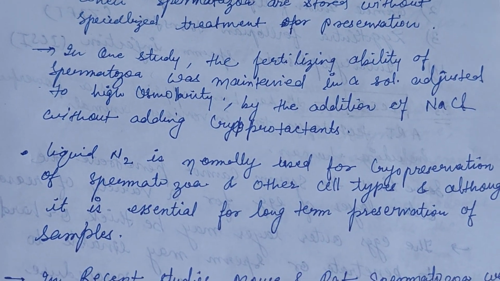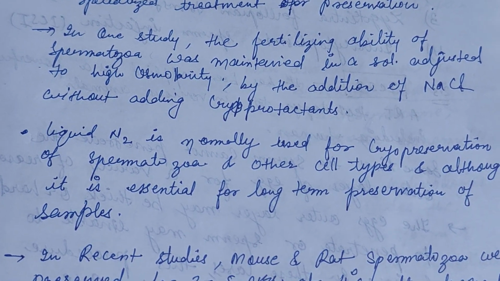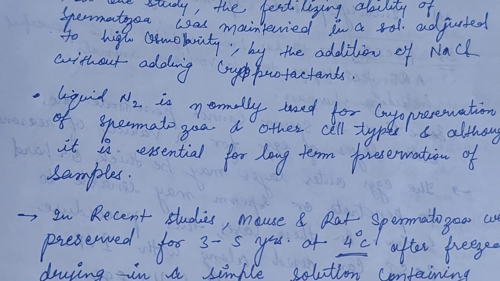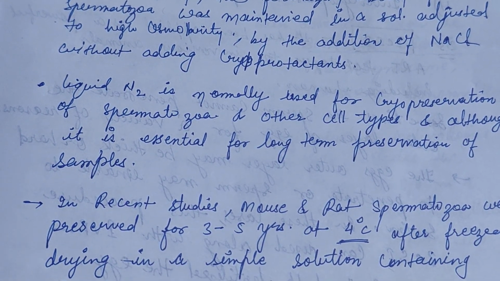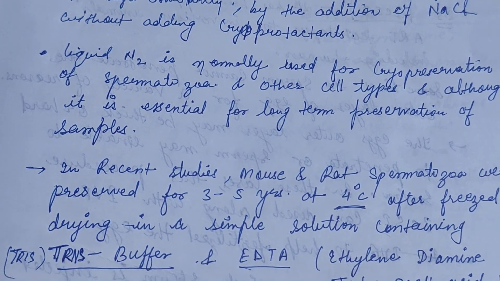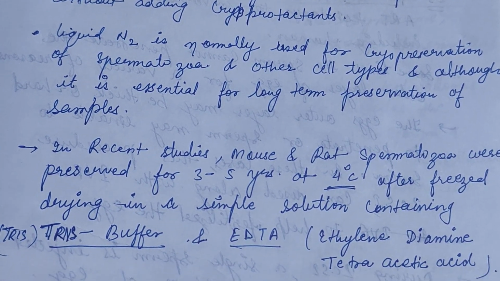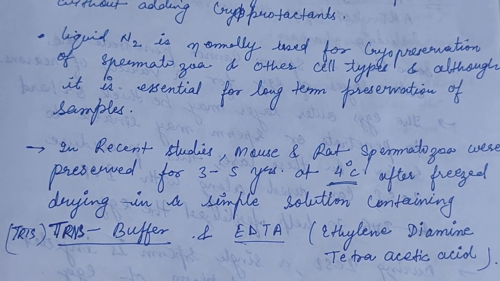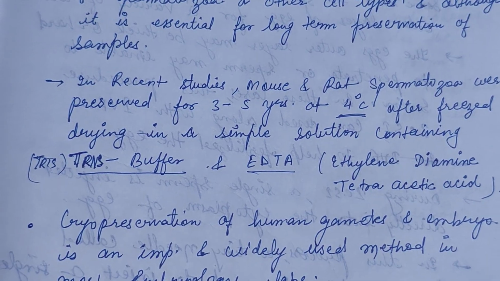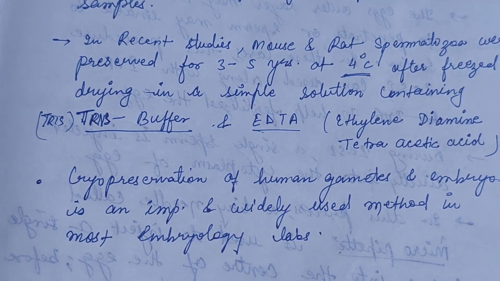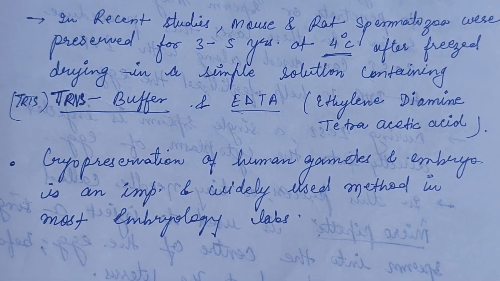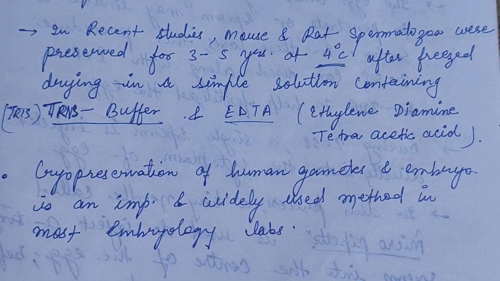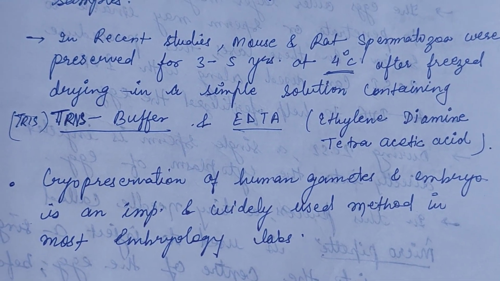Sperm fertility can also be maintained even when the spermatozoa are stored without specialized treatment. In one study, the fertilizing ability of spermatozoa was maintained in a solution adjusted to high osmolarity by adding sodium chloride, without adding cryoprotectants. Liquid nitrogen is normally used for the cryopreservation of spermatozoa and other cells, and it is essential for the long-term preservation of the samples. Preservation can also be done through Tris buffer and EDTA, that is ethylenediaminetetraacetic acid.